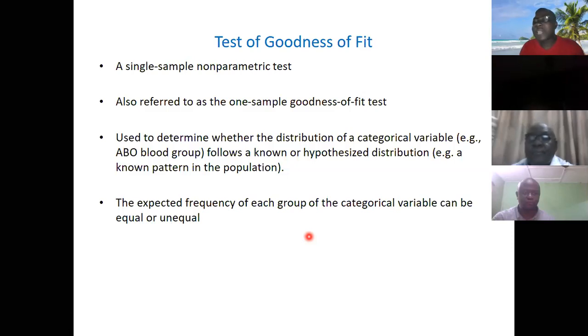It's the same thing here. You have your own data, but for the population you only have the published distribution, not the data. So you are comparing your data, which is 1 sample, with something that has already been published, which is believed to be what is in the population. I think I'm making sense. So the expected frequency in this test is what is in the population. It can be equal, it can be unequal.